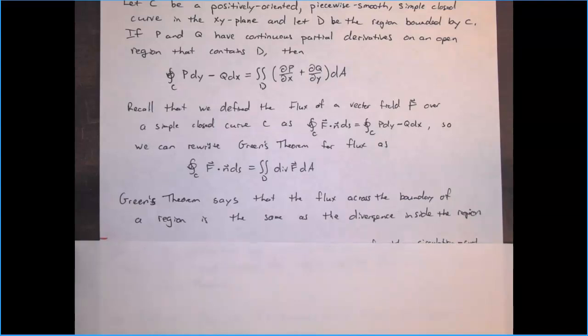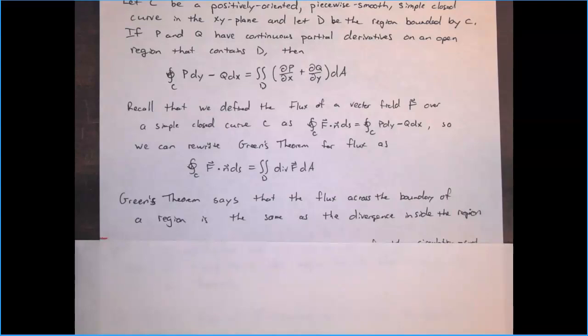So what this is saying is that the amount of material that's going across the boundary is equal to how the material inside the region is moving away or towards each other. So how it's diverging. And so this is another result for Green's theorem. It's relating how something's changing inside the region to an amount that's crossing the boundary.